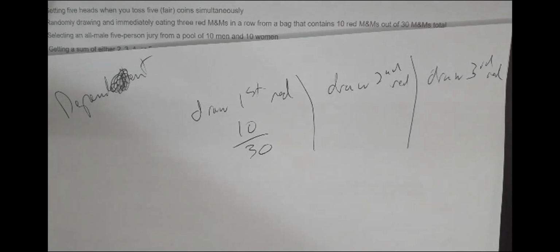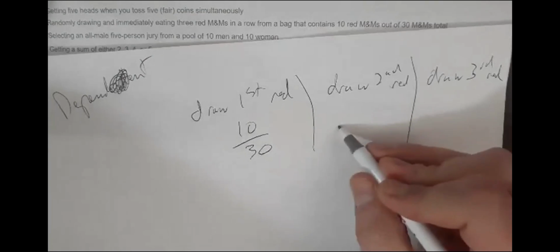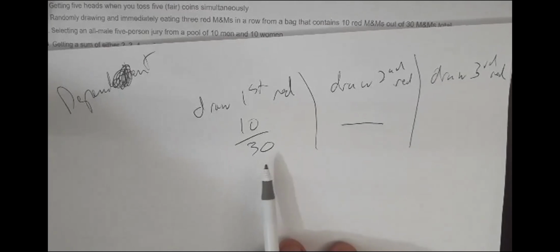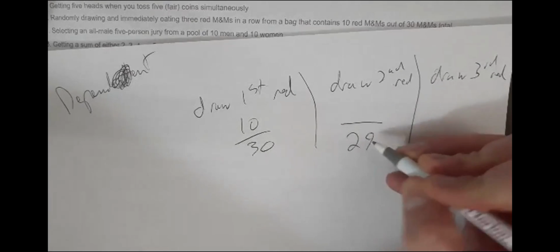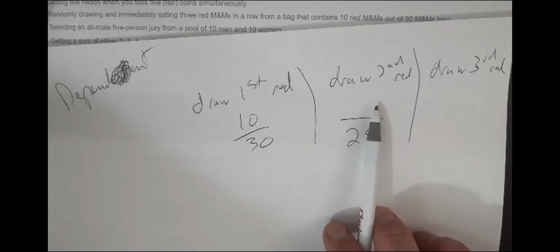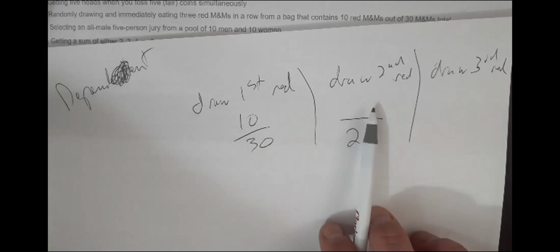I eat my M&M. This is going to change the probability of drawing a second red M&M. How is it going to change that probability? What is my total going to be now? 29. I'm going to do 29 M&Ms total. And if I want to draw a second red M&M, how many red M&Ms do I have in the bag now to draw from? 9.